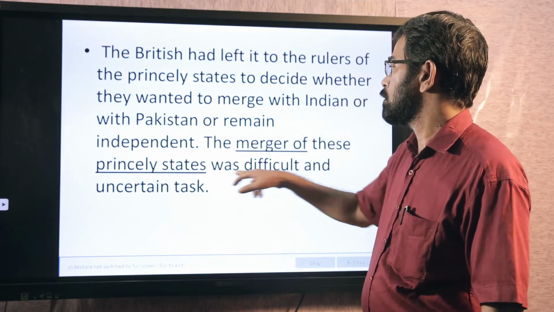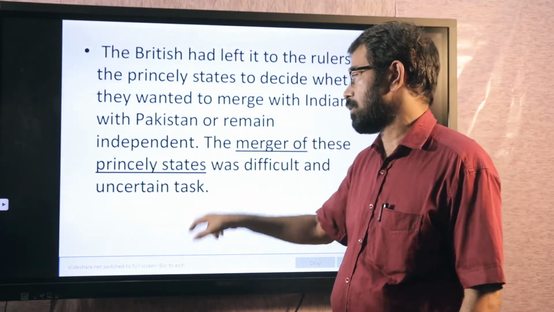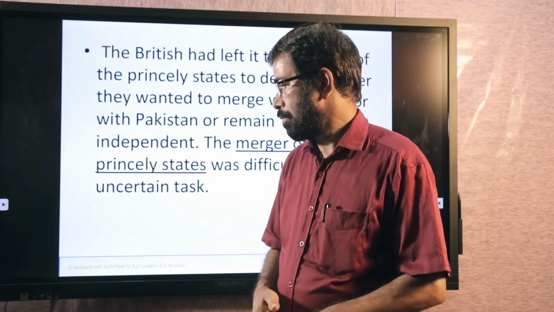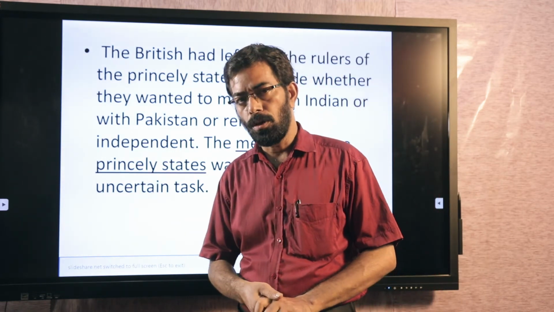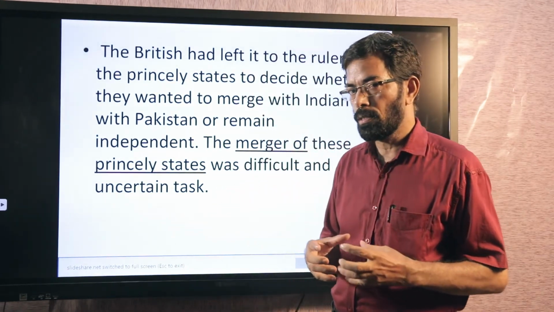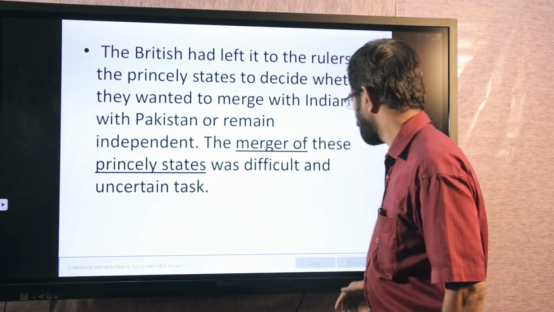The merger of these princely states was a difficult and uncertain task. Therefore, it was really a task for Indian rulers to merge the Indian provinces along with the Indian state.